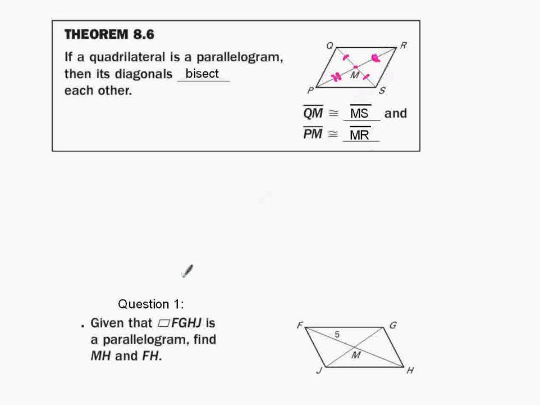Alright, so for question 1 on this lesson, given that this parallelogram FGHJ over here is a parallelogram, we're going to want you to find the length of MH, this segment, and FH. That's the end of lesson 8.2.